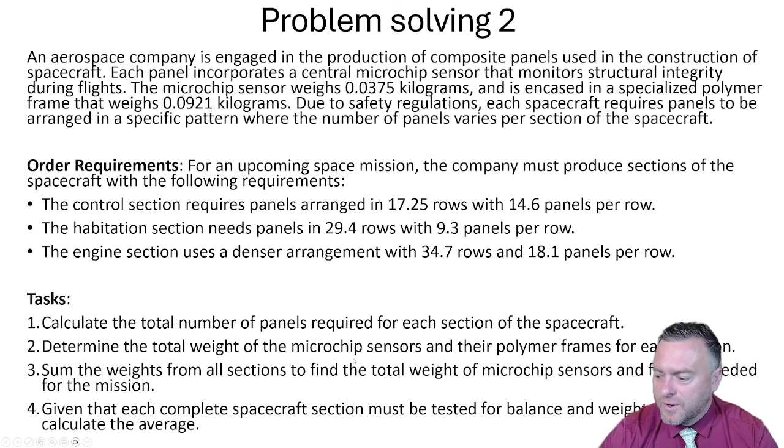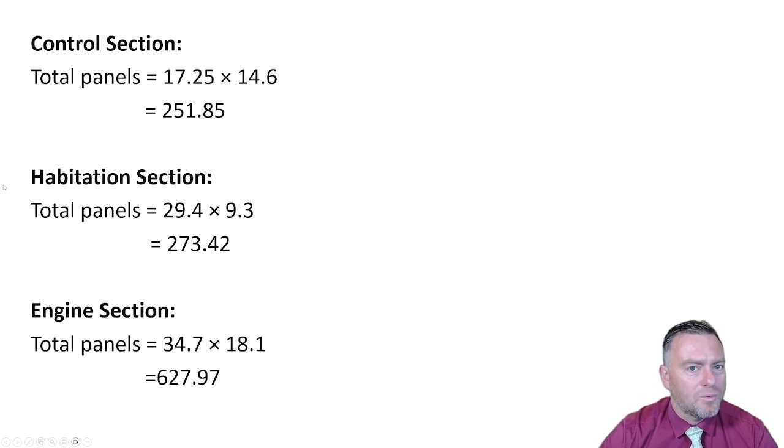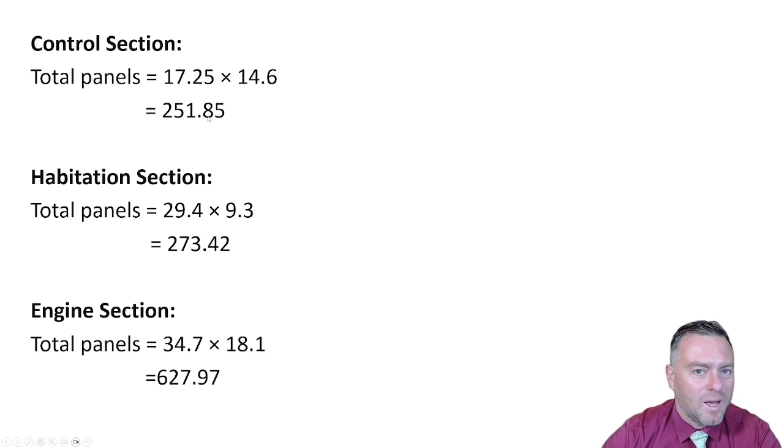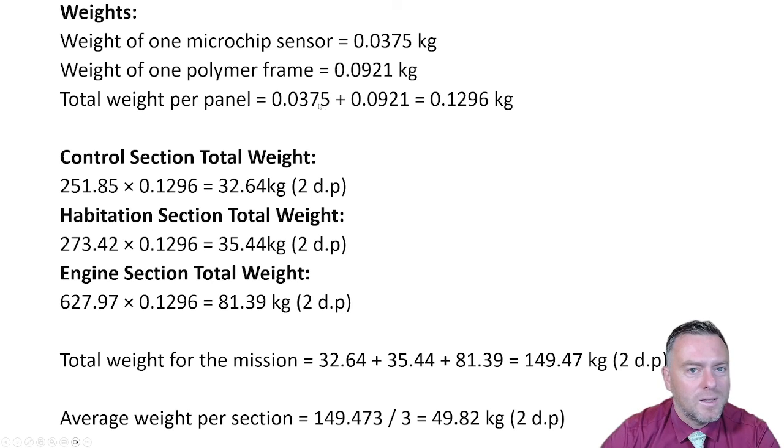Cool. So the first part here is going to work out the total panels for each section. So just simply times those two numbers together to work out the area. So there's 251.8785 panels, 273.42 panels for the habitation section, and then the engine section, because it's a little bit denser, has 627.97 panels. From that, we then work out the weights.